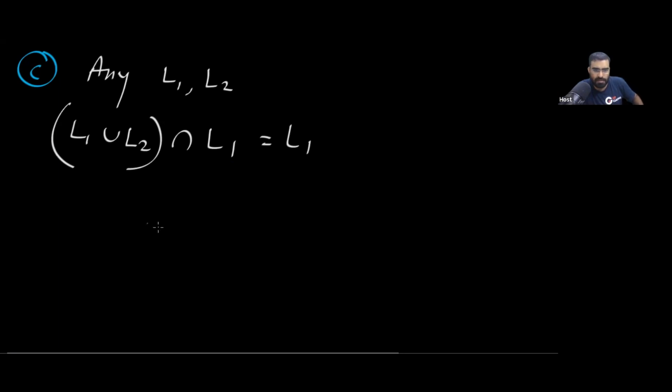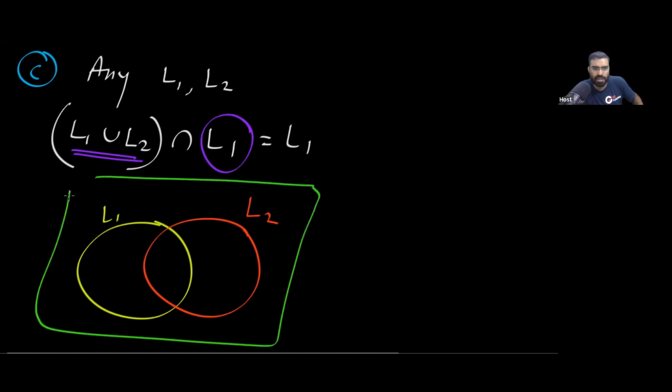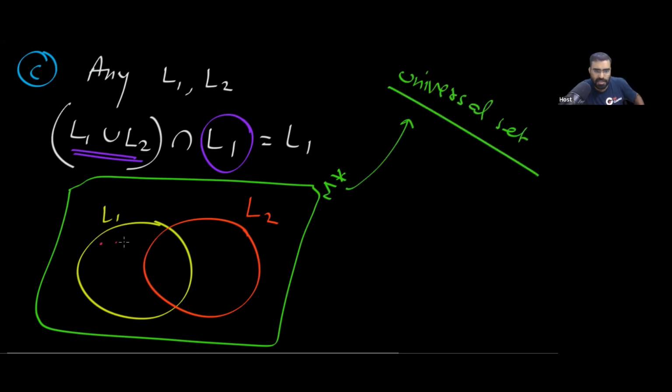Whatever L1 you take, this is your L1, this is your L2. First you do the union, then you do the intersection with L1. So what will you get? This is your Venn diagram. This is your sigma star. Your universal set is what? Universal set is sigma star, right? This is the universal set. Universal set is sigma star because every language contains strings.